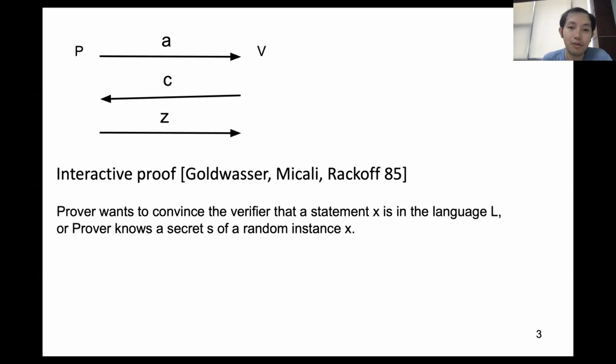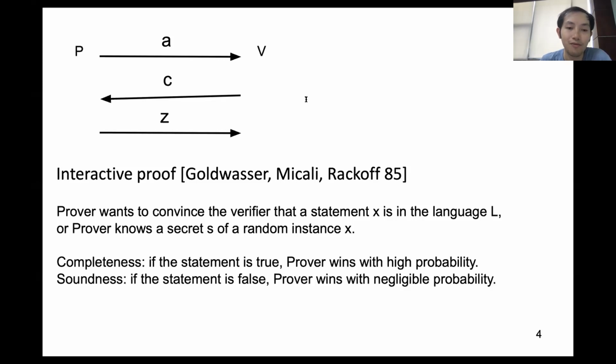Usually for an interactive proof, we require it to satisfy completeness, meaning that if the statement is true, the prover should be able to convince the verifier with high probability. We also require the interactive proof to satisfy soundness, meaning if the statement is false, then the prover should only win with negligible probability.